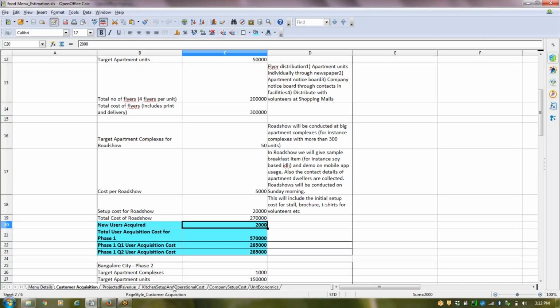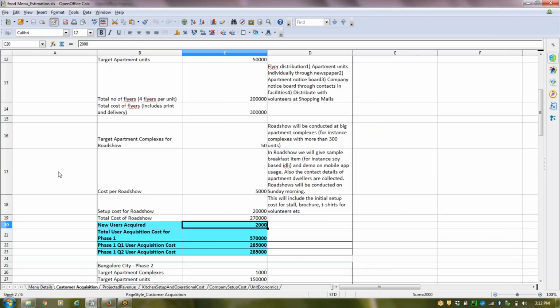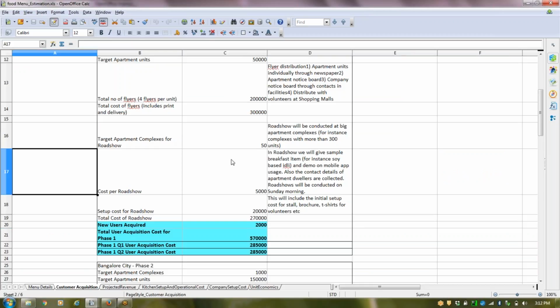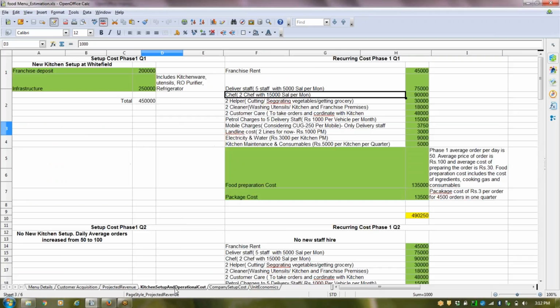Now we come to the kitchen setup and operational cost. So till now we have seen what is the customer acquisition strategy and how much money would be spent in the first phase. And in the first phase, what is the revenue and the number of users they are targeting. And then if you go to the kitchen setup and operational cost, again, all we have is details and more details, more data.